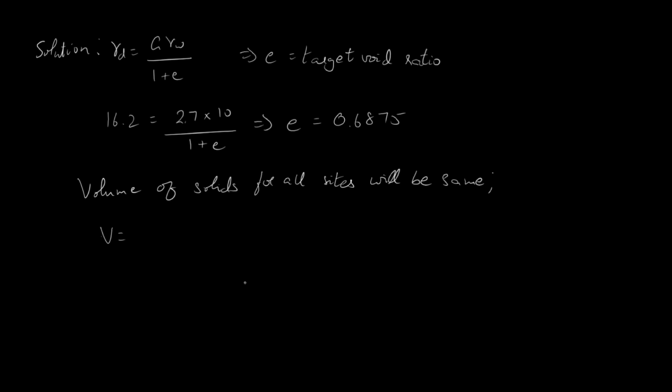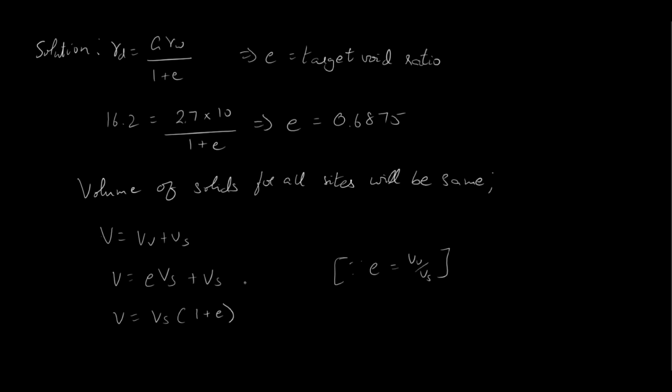So V will be equal to volume of voids plus volume of solids. So V is equal to eVs plus Vs, whereas e is equal to volume of voids with respect to volume of solids. So from this, V is equal to Vs into 1 plus e, which will be given by Vs is equal to V by 1 plus e.